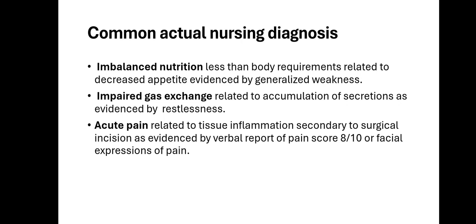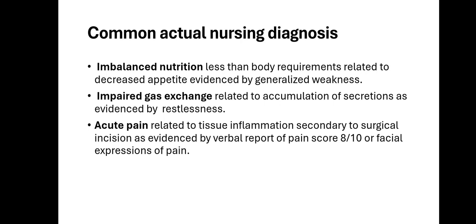So these are some of the common examples of actual nursing diagnosis. We have, one, imbalanced nutrition, less than body requirements, related to decreased appetite, evidenced by generalized weakness. We're saying imbalanced nutrition, less than body requirements, meaning that the nutrition status of this particular person is not intact.